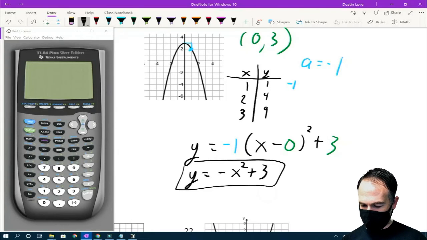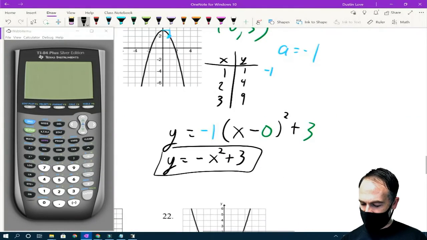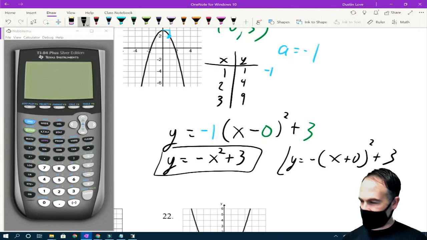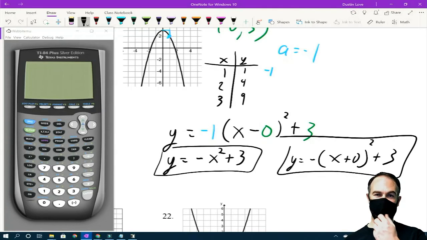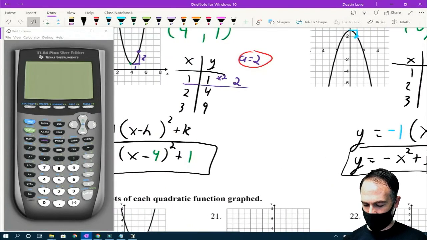Now, that being said, it specifically says vertex form. So if you were to leave it as y equals negative x plus 0 squared plus 3, that's also okay because it explicitly says what the h value is. So either one of those works. Again, multiple choice tests, pick the one that works best.